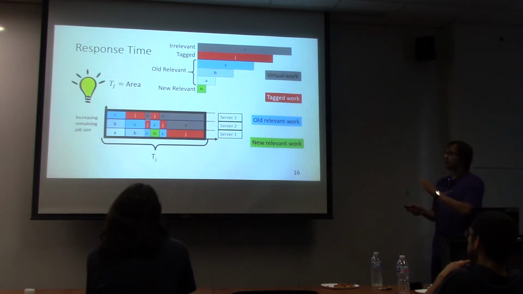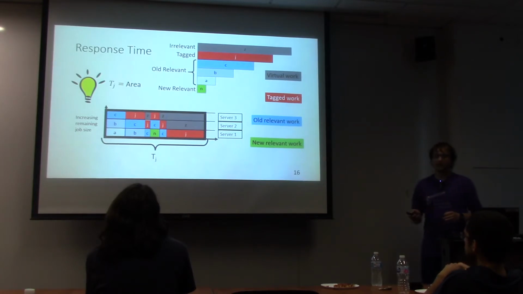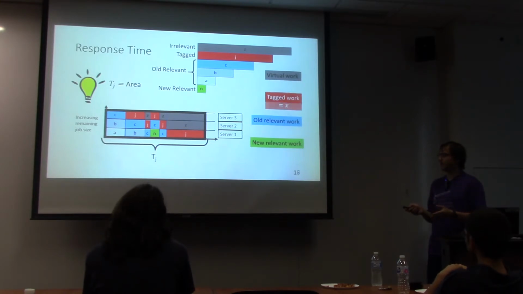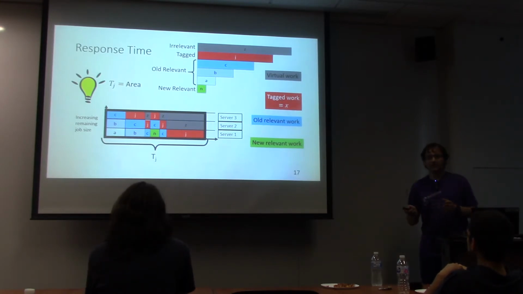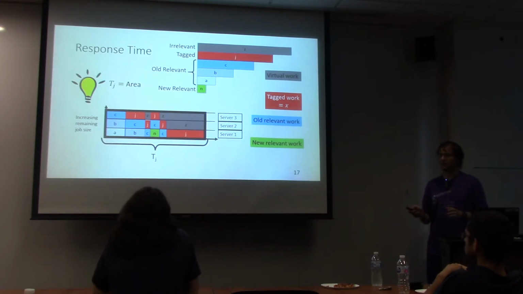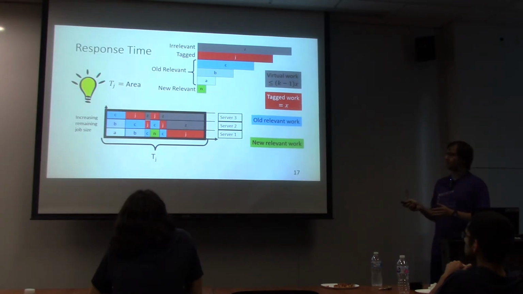All right, so the easiest of these categories to bound is tagged work. That's just work on the tagged job J. We know how much there is of that. There's x tagged work. Next, we can bound the amount of virtual work. Now, virtual work can only happen while the tagged job is in the system, because it has larger remaining size than the tagged job. And there are only k-1 other servers for virtual work to happen at. That means that the amount of virtual work done while J is in the system can be at most k-1 times x. So we've got those 2 bounded.